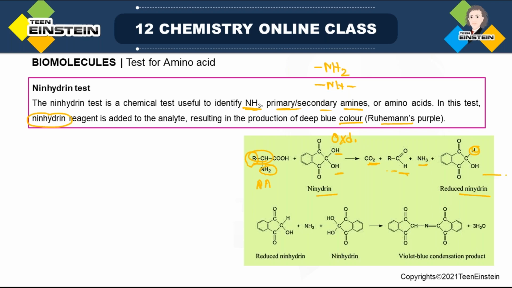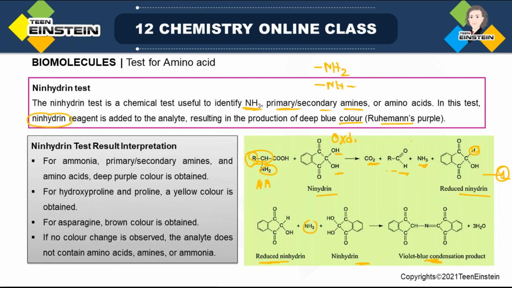Now this is the first step. In the second step, there is nothing further for the amino acid, as it is already converted to aldehyde, but the reduced ninhydrin can react with the ammonia, which is the byproduct of the first step, and a second molecule of ninhydrin. This is the reduced ninhydrin, this is the original ninhydrin molecule, and ammonia. These three together make this type of complex, which is violet blue, Ruhemann's purple. But as I have said, in some cases you can have different colors.